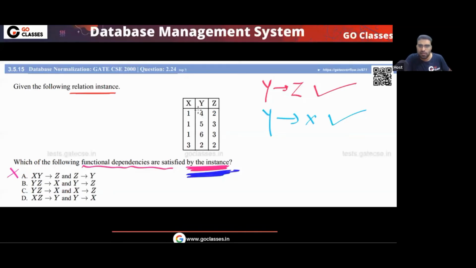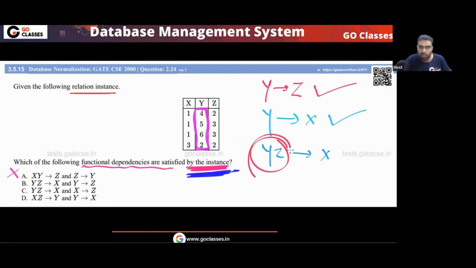Now you can notice, because Y value does not repeat, is violation possible? Look at Y value. This Y value does not repeat. So can you create violation for Y determining Z, Y determining X? You cannot create. So very simple. Y determines Z, Y determines X. What about YZ determining X? Again, this value does not repeat. You can easily see this YZ combination never repeats because Y does not repeat.